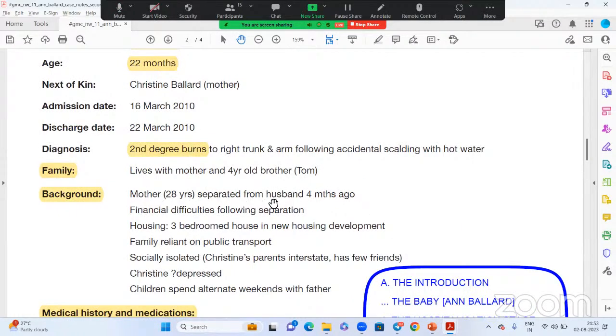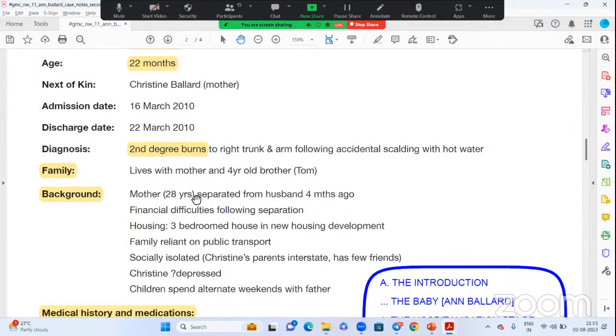Mother separated from husband 4 months ago. Who is this mother? Christine Ballard. See, you have to relate this mother to this one. Directly don't write "mother was separated from husband 4 months." Who is this mother? Christine Ballard. Who is Christine Ballard? Anne's mother. Again, Anne's mother, Christine Ballard. Whose mother? Anne's mother.